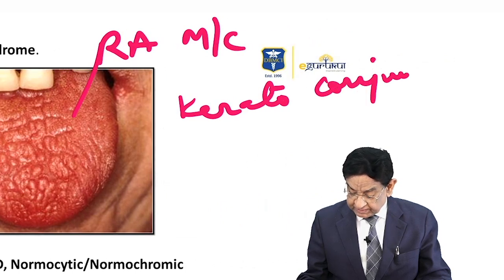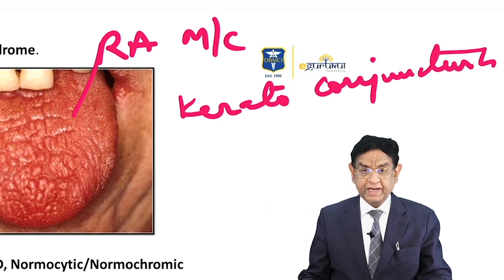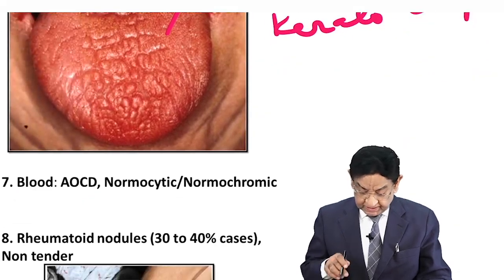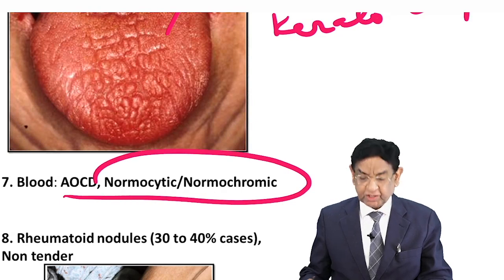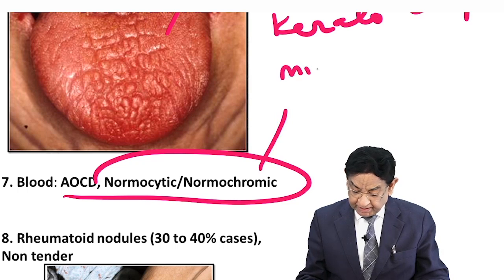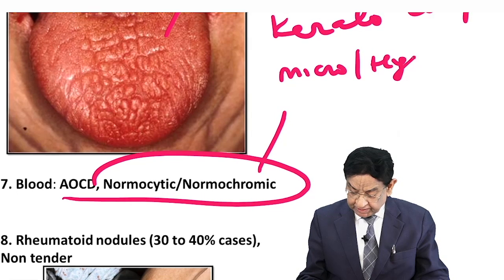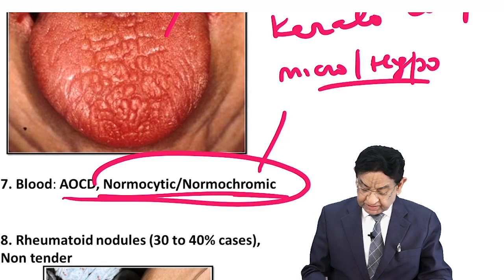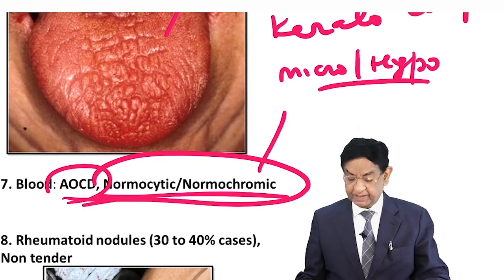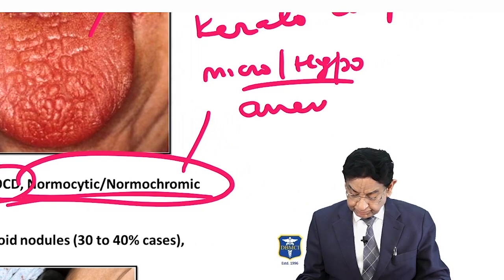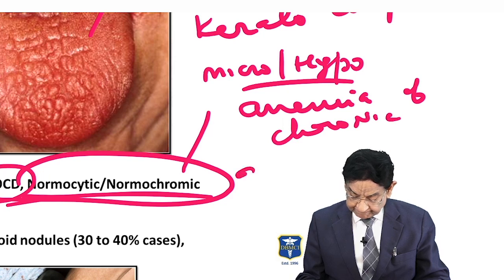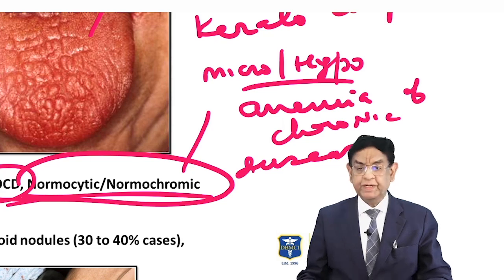Keratoconjunctivitis sicca is the most common eye sign. Dry eyes, dry mouth, and bilateral parotid enlargement is Sjogren's syndrome. Anemia of chronic disease is normocytic, normochromic, and in the very advanced stages there can be microcytic, hypochromic picture. But this occurs only in a very advanced stage, otherwise it is a normocytic, normochromic, so-called anemia of chronic disease. AOCD stands for anemia of chronic diseases.